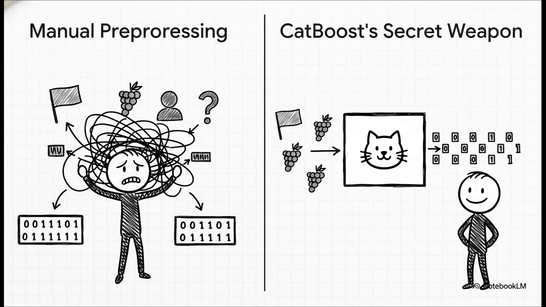CatBoost's secret weapon is all about how it deals with those categorical features. It uses this really clever technique called ordered boosting, which cleverly avoids some common traps you can fall into. But the best part? It handles everything for you internally. That means you don't have to do all that manual pre-processing like one-hot encoding. That can save you a ton of time and honestly often results in a better model anyway.